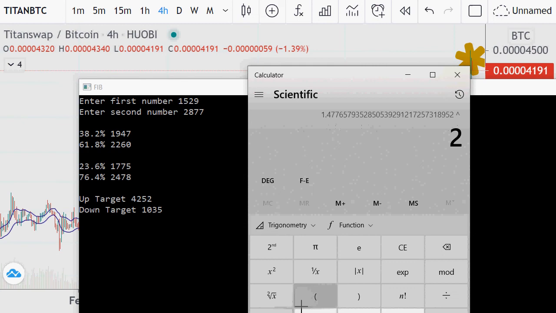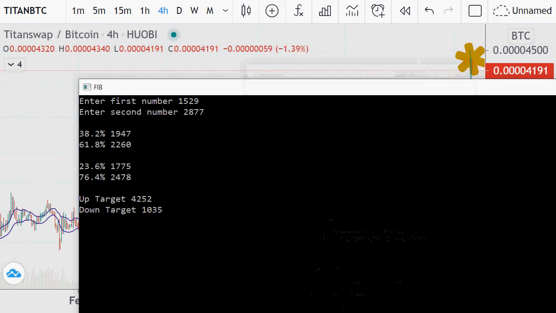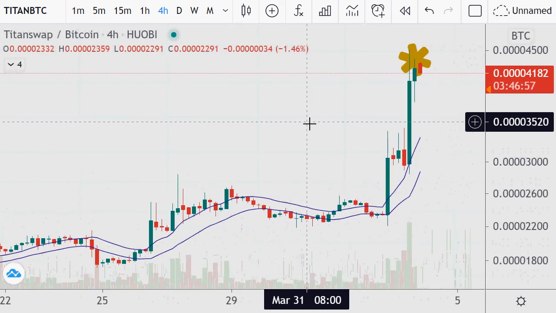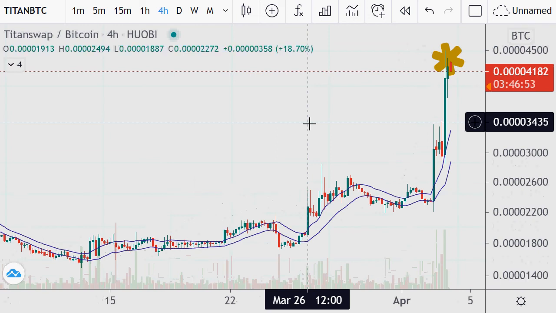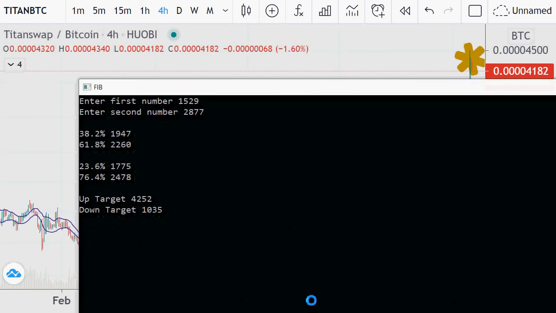I already know the 161's already hit, so I'm just going to go 2.618, and I'm going to multiply the low again of 1947. This is telling me 5411. That's not a bad number. That'd be 56 with the pierce extra, 57. But let's just see how the first number reacted.